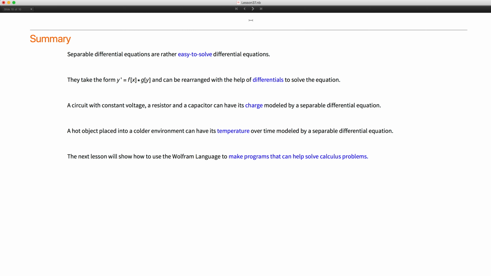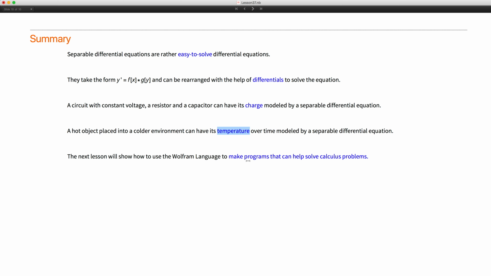Okay, so that brings me to the end of the lesson, and the main point is that separable equations are, in general, rather easy to solve. And the way that you solve them is to note that the right-hand side is a function of x times a function of y, and then you can replace y prime by differentials dy and dx and then solve the equation. Now, of course, you can use that to model various phenomena. So, for example, you can model the charge in a circuit by a separable differential equation, or you can model the temperature over time for a hot object using separable differential equations.